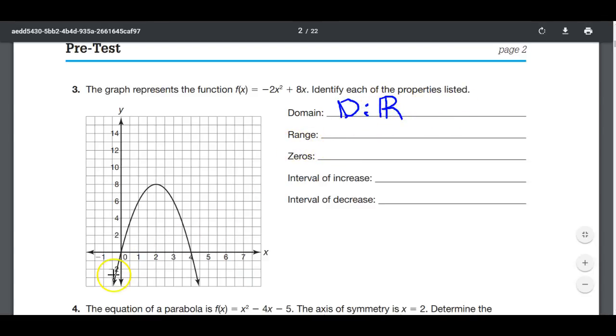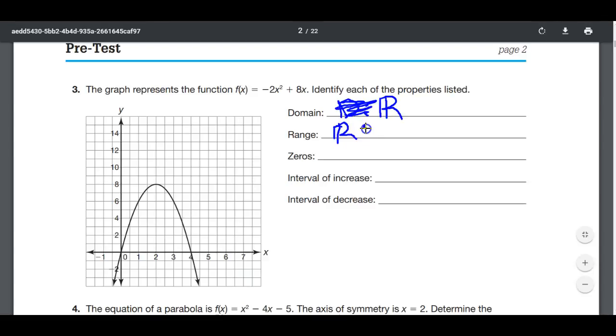Okay, the range. Now the range is different because the range is the outputs, and we can see that we have a maximum here. So the range we'll say is the set. I should have written it like this before because it's a little bit better. You write the all real numbers first. Okay, we didn't need this part here. I probably shouldn't have written it.